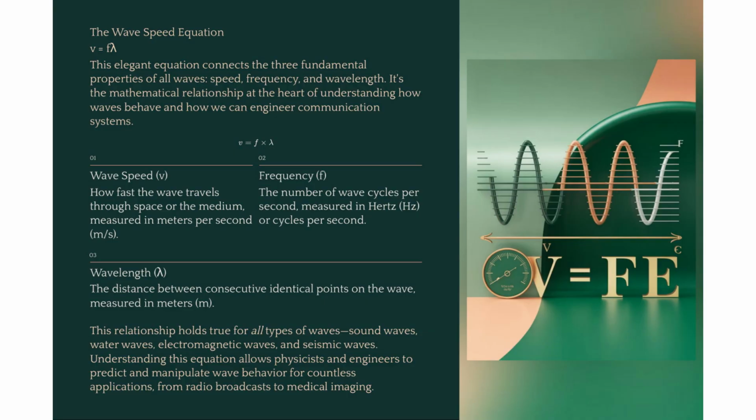Now for the mathematical core, the wave speed equation. This fundamental formula connects the three properties. Speed equals frequency times wavelength, or v equals f lambda. This equation holds true for every single type of wave, whether it's a ripple in a cup of coffee or a massive gamma-ray explosion from a distant star. It's the master key to wave behavior.